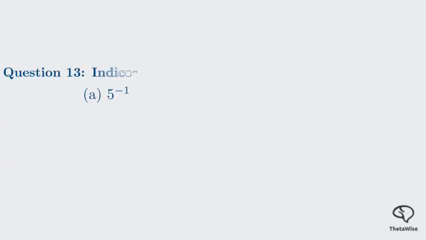In question 13, part A, we need the value of 5 to the power of -1. A negative index indicates a reciprocal. 5 to the power of -1 equals 1/5. You can leave it as 1/5 or write it as 0.2.